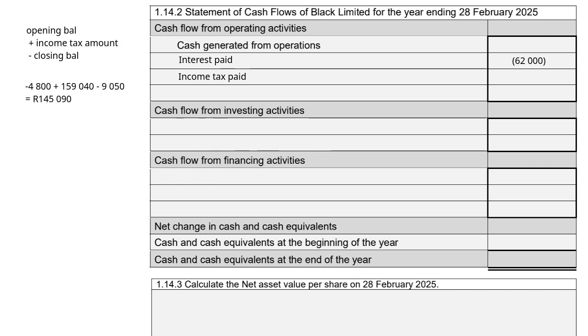That gives us then 145,090 Rand as your income tax that was paid during the year, and that once again is in brackets because it's an outflow in cash. Your cash generated from operations is the 893,000 that we calculated from the previous page.